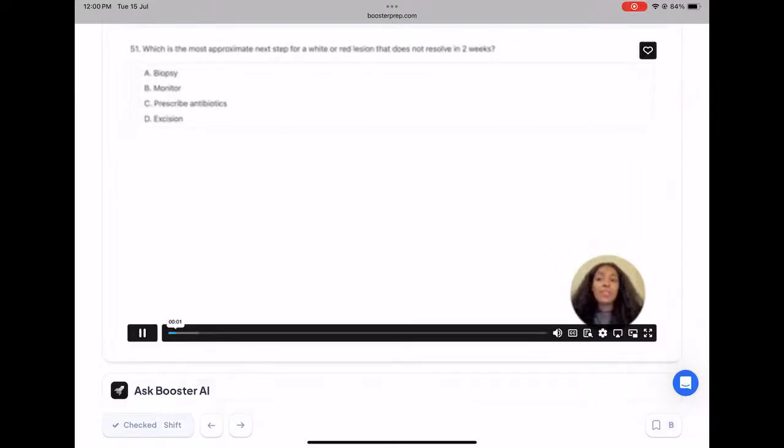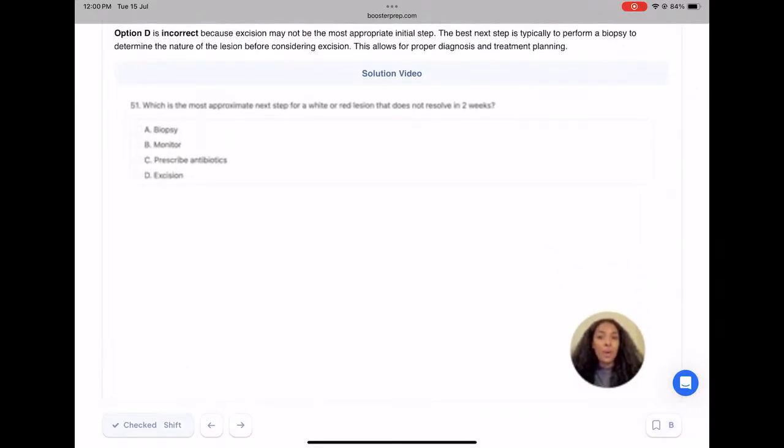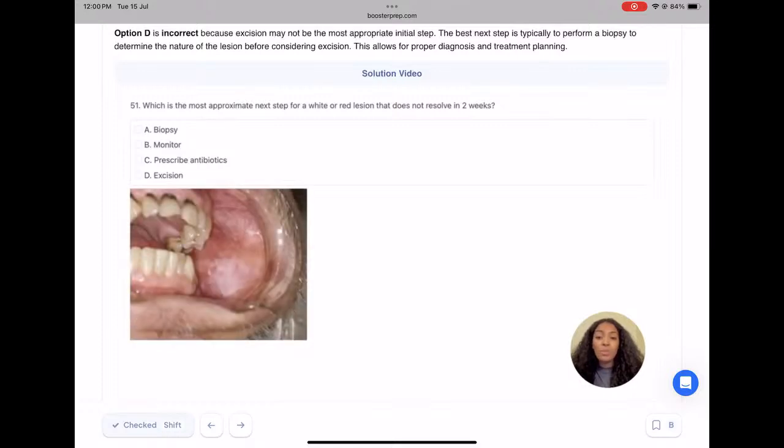Question 51 asks, which is the most appropriate next step for a white or red lesion that does not resolve in 2 weeks? So option B says monitor. The 2 weeks was the monitoring phase, so further monitoring would be unnecessary and would actually prolong the situation instead of helping it, so this would be incorrect.